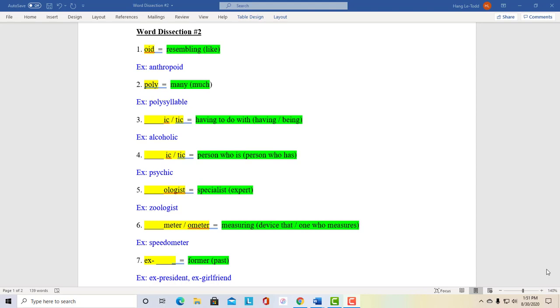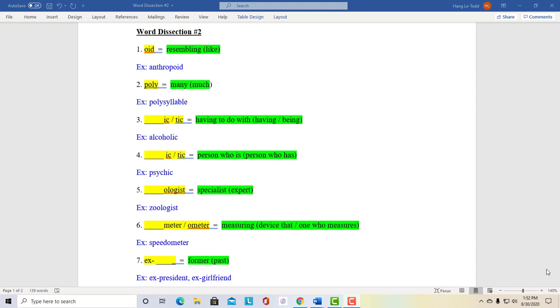Second step, I would like you to take out a separate piece of paper and copy all these words, definitions, example words, and including the title, which is word dissection number 2, because that denotes it's lesson number 2. Copy all of this onto a separate piece of paper, okay? If you're watching this video outside of class time, you can pause the video right here and do what I just asked and then come back.